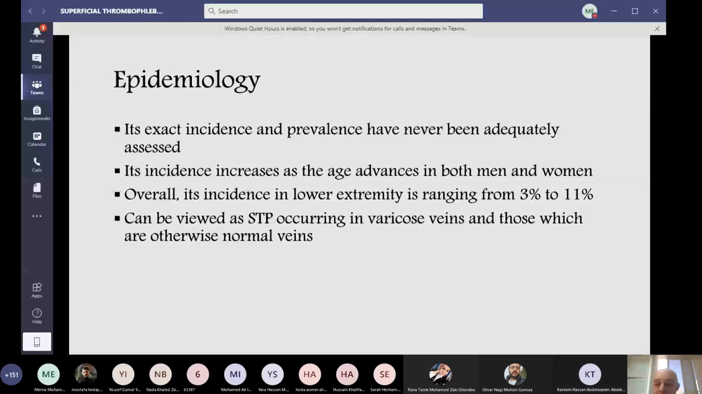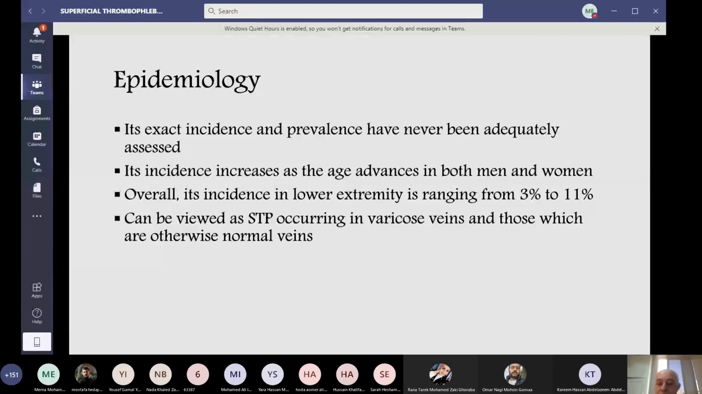The exact incidence and prevalence of this thrombophlebitis cannot be adequately assessed. But its incidence increases as the age advances in both women and men. Its incidence in the lower extremity, this is a known thing about it. The exact incidence, again, is not known, and its prevalence is not known. But there may be some reports pointing to that the overall incidence in the lower extremity is from 3 to 11%.